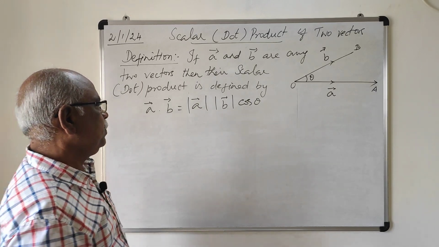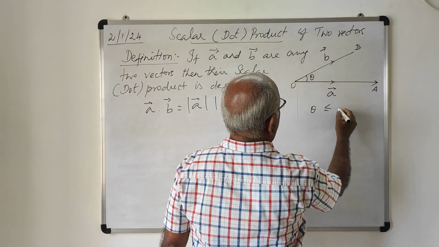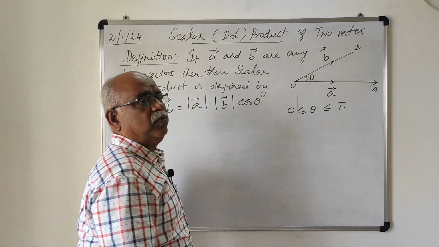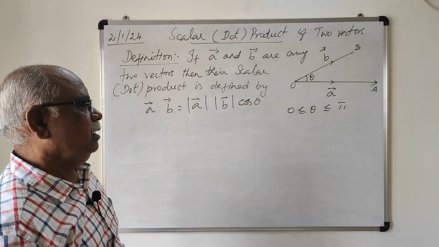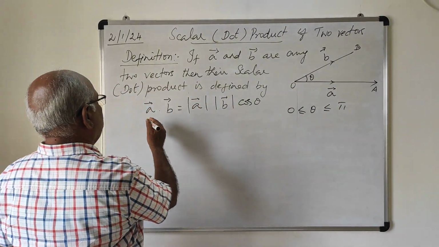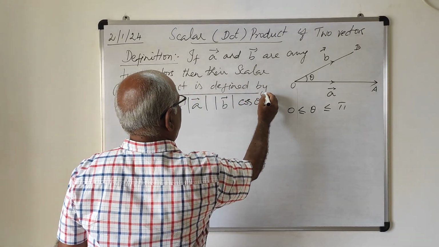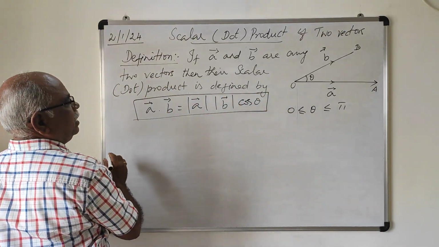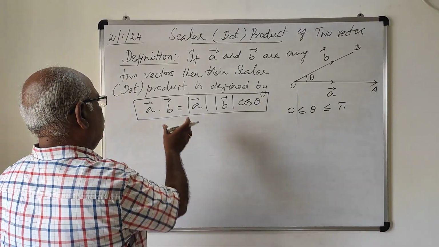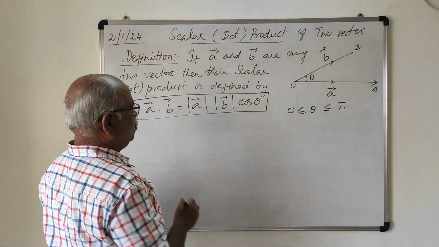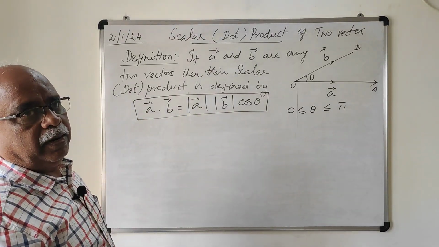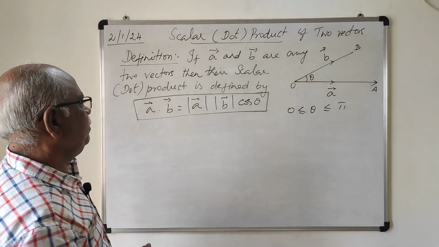or scalar product of two vectors A and B, where theta lies between 0 to 180 degree. First and second quadrants itself, 0 to 180, 0 to pi. Therefore, the definition of A dot B is mod A mod B into cos theta. It is the definition of dot product of the two vectors A and B. You should put a dot in between A and B and you read it as A dot B. A dot B is called scalar product of two vectors A and B.